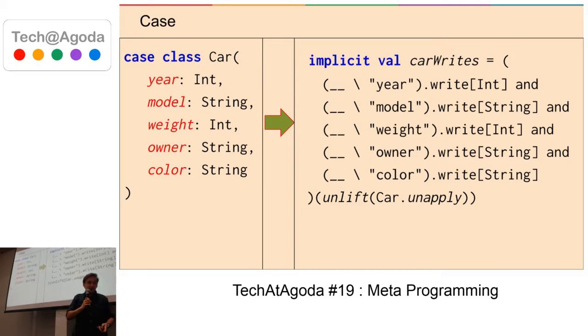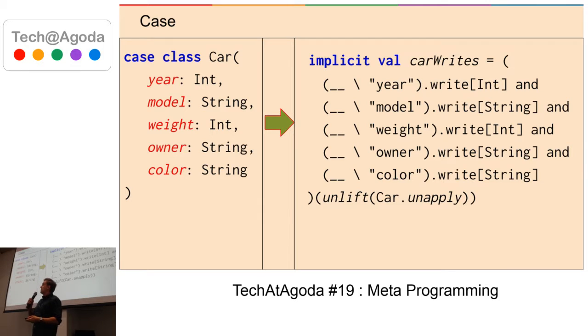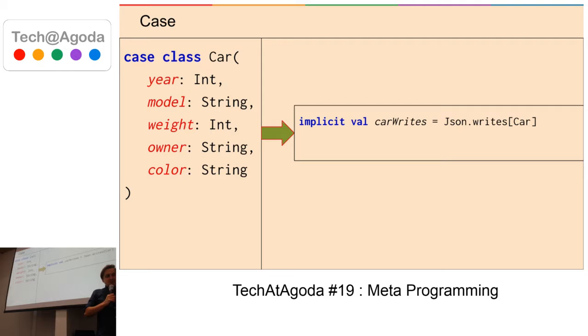That's not my idea, of course. Somebody implemented this using macros in Scala. Now we'll be talking about macros in Scala. So this is a macro, right? This JSON write is a macro which at compile time will produce this gigantic, enormous amount of boilerplate code, right? So that's the idea.